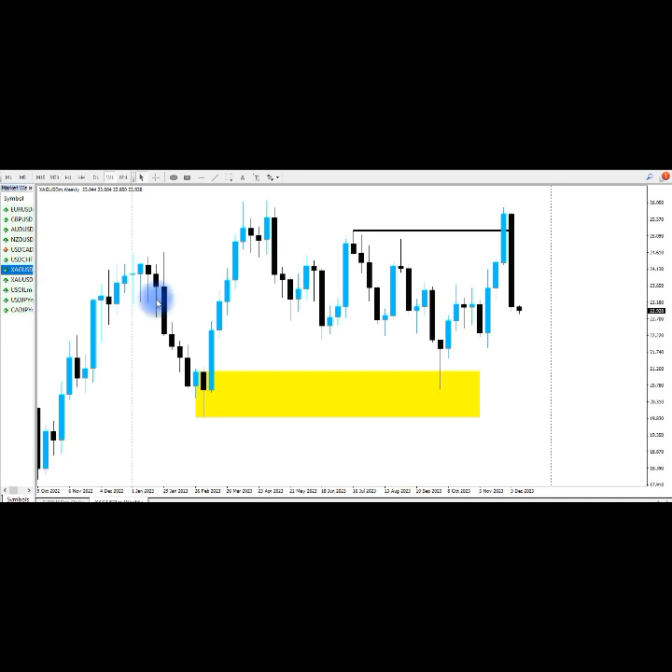Okay, so right now what is actually going on for silver is we have this demand zone. If you look at price, you know that that's the demand zone. Now price is currently trading around this area. I'm just going to keep this here for record's sake.